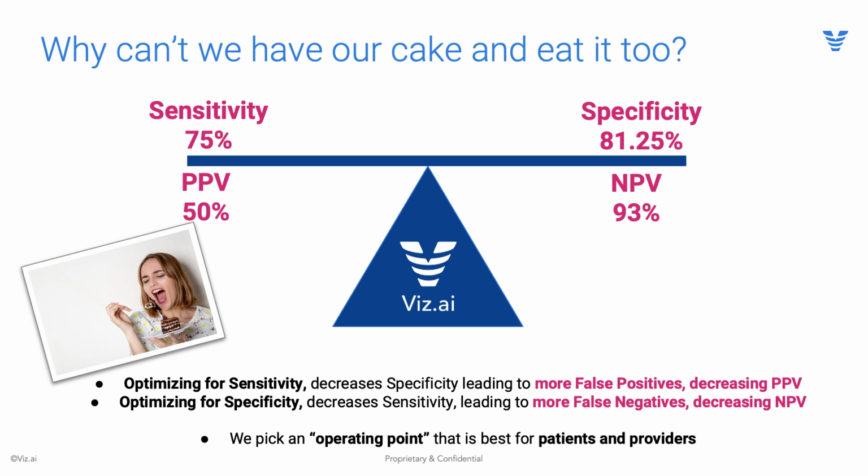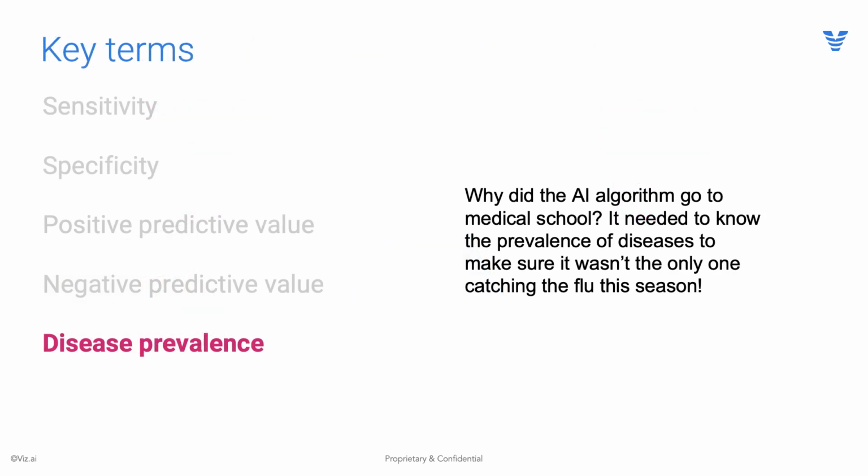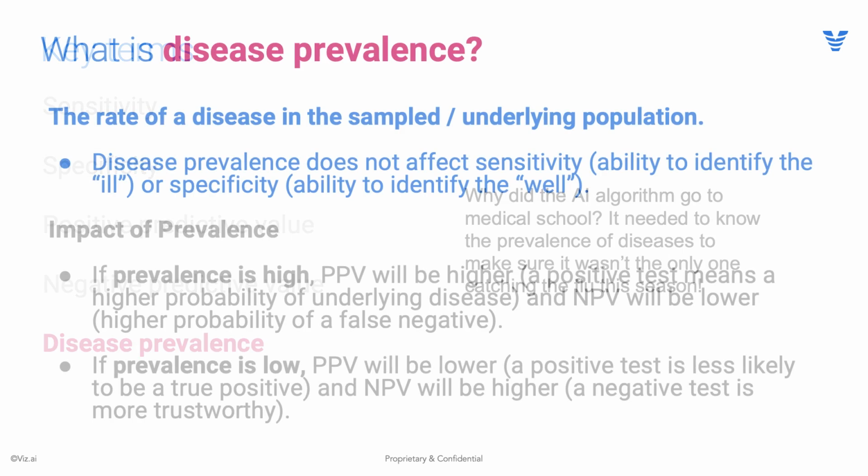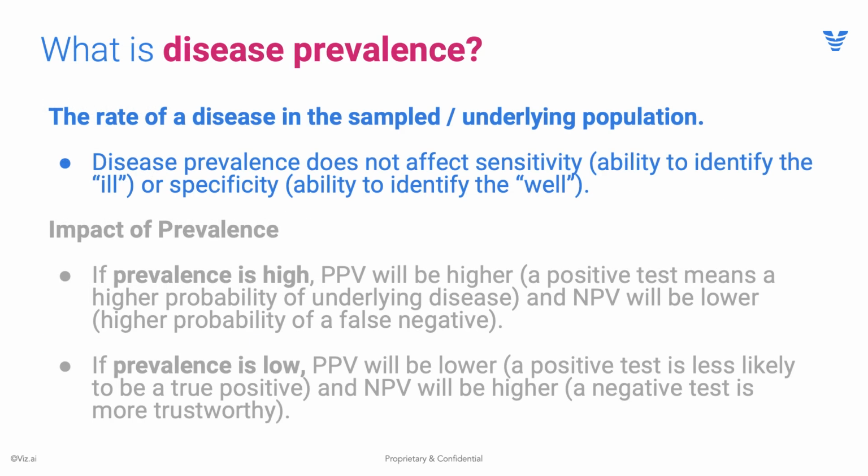In fact, in the past, we've actually released algorithm updates where there's no more training data added. All we're doing is optimizing our operating point. So disease prevalence, what the heck does this mean and how does it impact us? So first, we'll say what disease prevalence is. This is really a simple metric. It's just the rate of disease within an underlying population or a sampling of population.